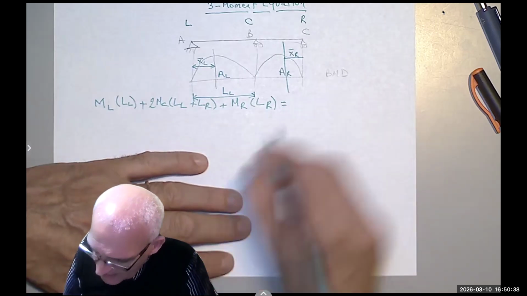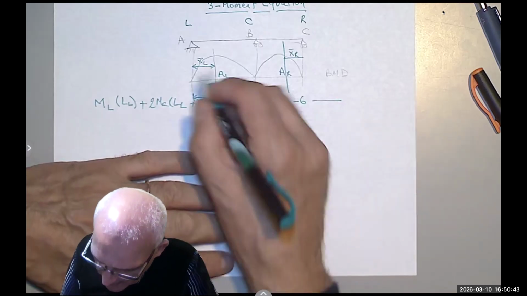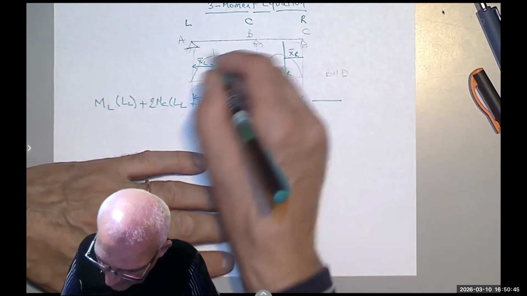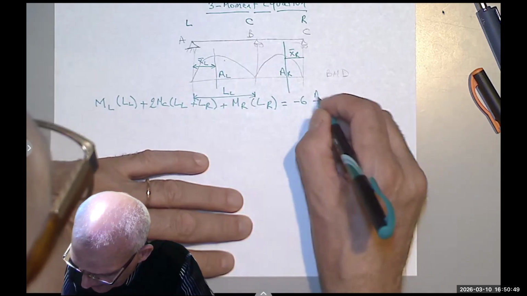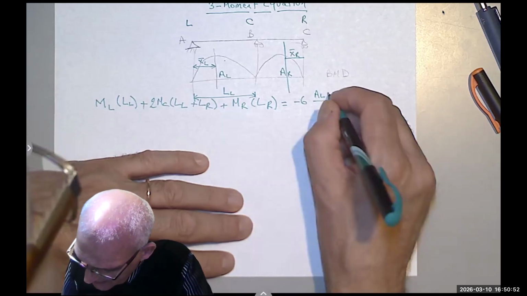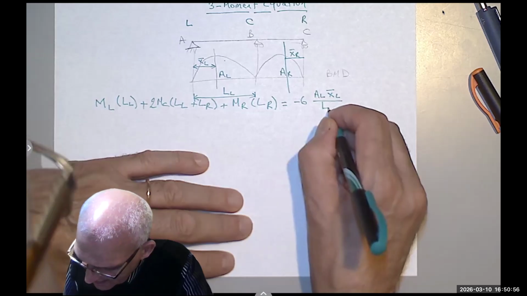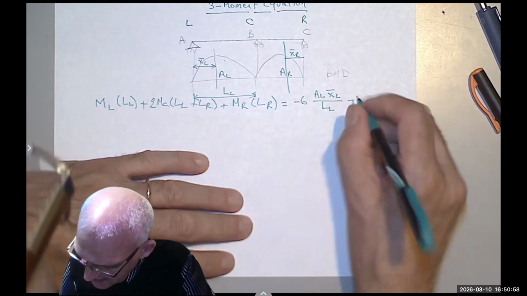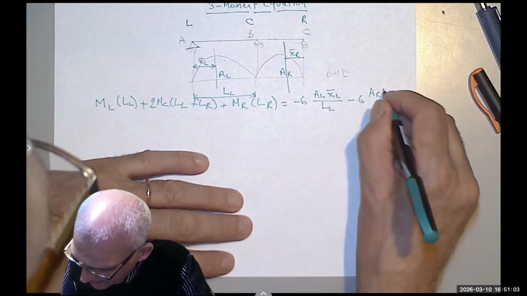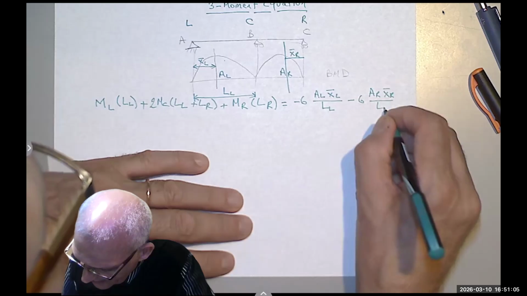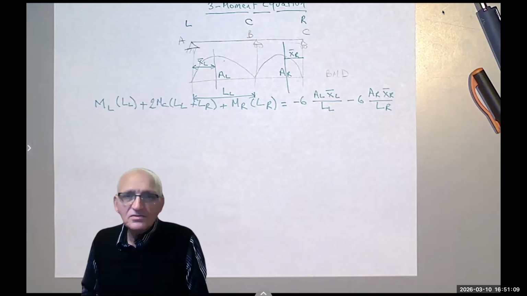Equals negative 6 times the area of the bending moment diagram. We call it A sub L and A sub R. So A sub L times X bar L over the length L left, minus 6 A right X bar right over L right. And that's the equation. You say, oh my God, it's so complicated.